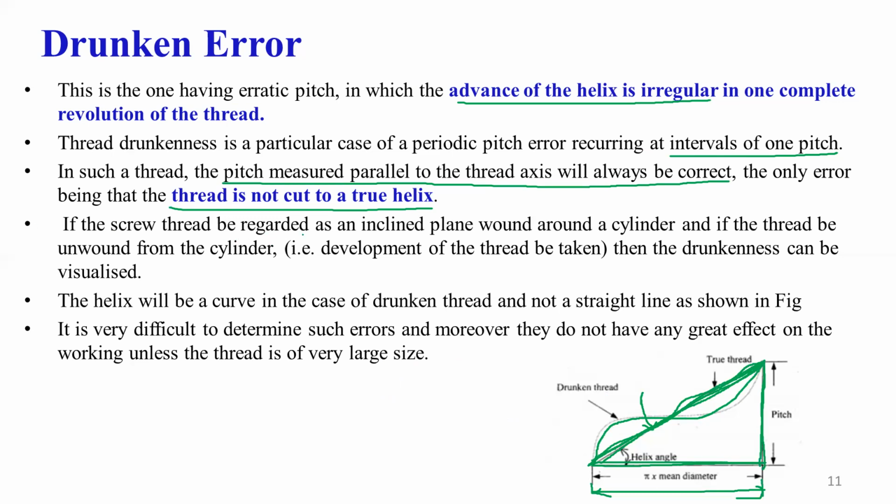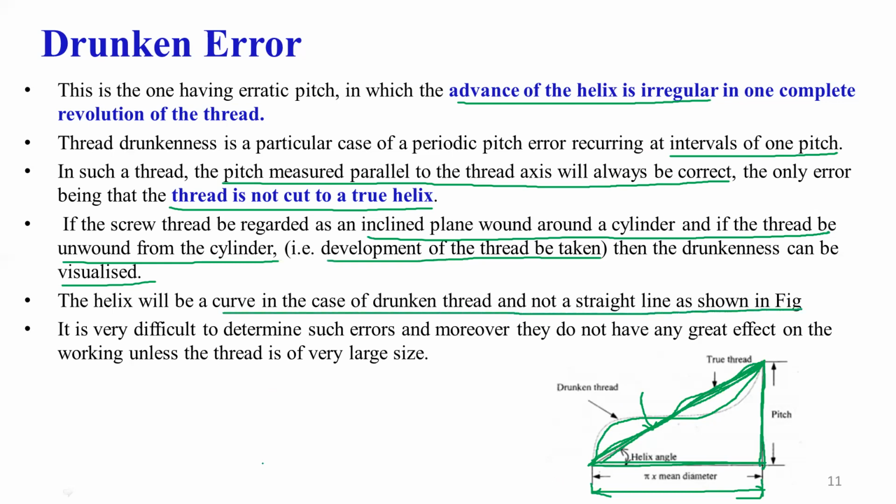So if the screw thread is regarded as an inclined plane wound around a cylinder, and if the thread is unwound from the cylinder, that is the development of the thread, then the drunkenness can be visualized like this. The helix will be a curve in the case of a drunken thread and not a straight line. So it is very difficult to determine such drunken errors, and moreover, they do not have any great effect on the working unless the thread is of very large size.